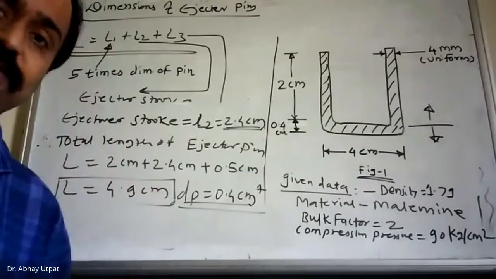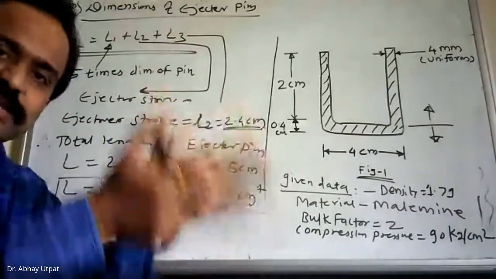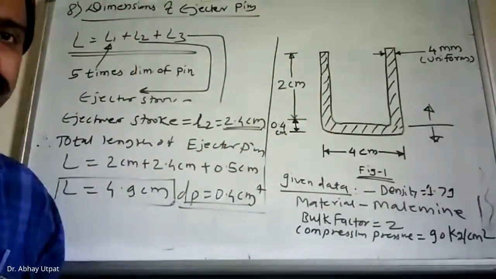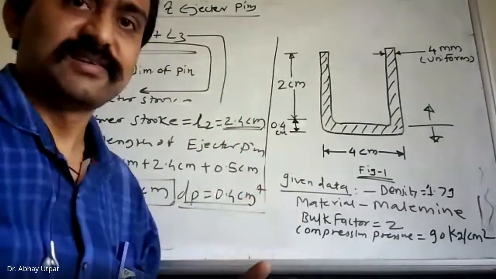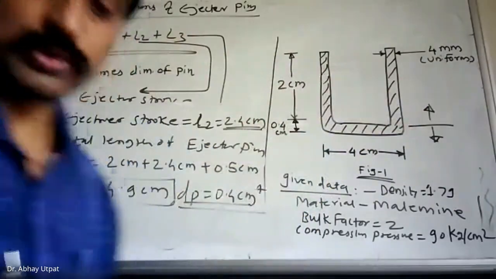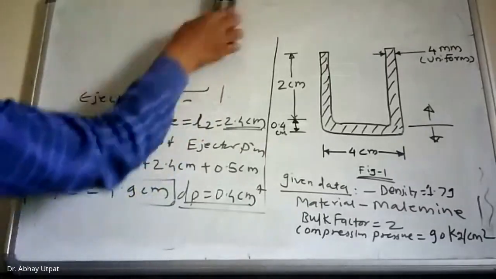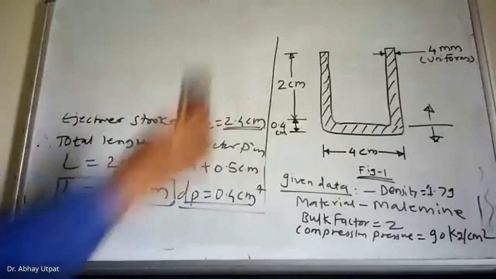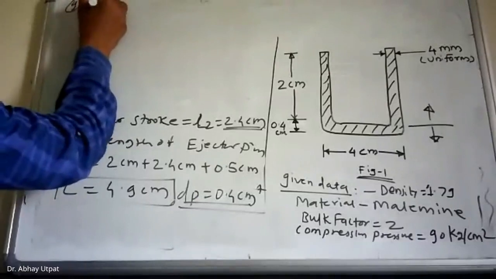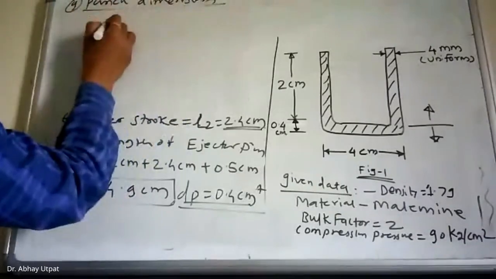And now last part is dimensions of punch. Compression molding is like punch and die. We have seen male female arrangement is there. So how much will be the dimension of punch? Imagine punch OD should be 3.2 centimeter. So here I will show punch dimensions. So I will draw the punch.